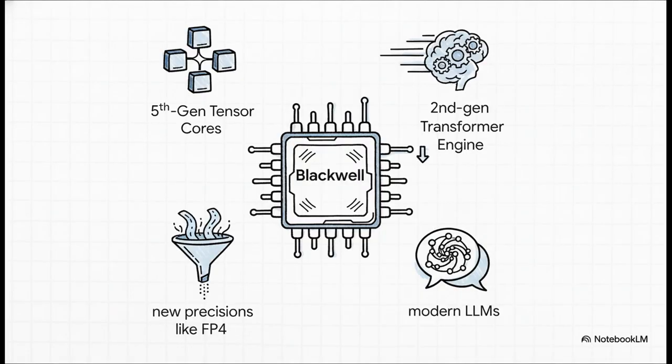Okay, now let's look at what's new with Blackwell. We've got 5th-gen tensor cores, sure, but the real star of the show is that 2nd-generation transformer engine. It's specifically designed to speed up large language models by using new, super-efficient data formats like FP4. What that means is it can crunch AI calculations with less precision when it can get away with it, which dramatically speeds everything up and saves a ton of memory.